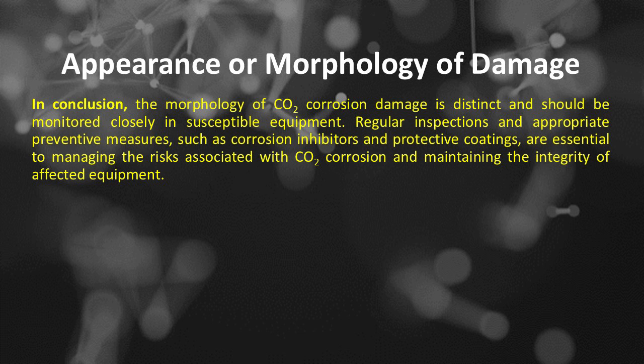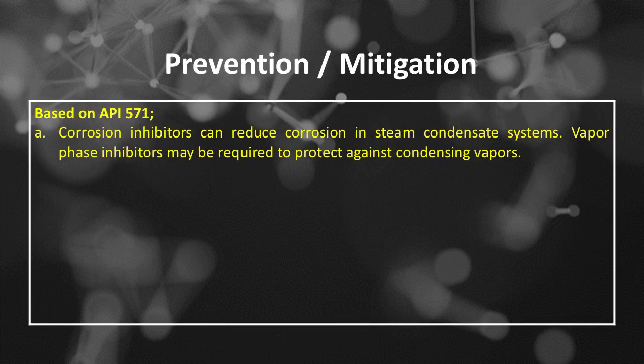Regular inspections and appropriate preventive measures, such as corrosion inhibitors and protective coatings, are essential to managing the risks associated with CO2 corrosion and maintaining the integrity of affected equipment. CO2 corrosion prevention and mitigation based on API 571. Number A. Corrosion inhibitors can reduce corrosion in steam condensate systems.